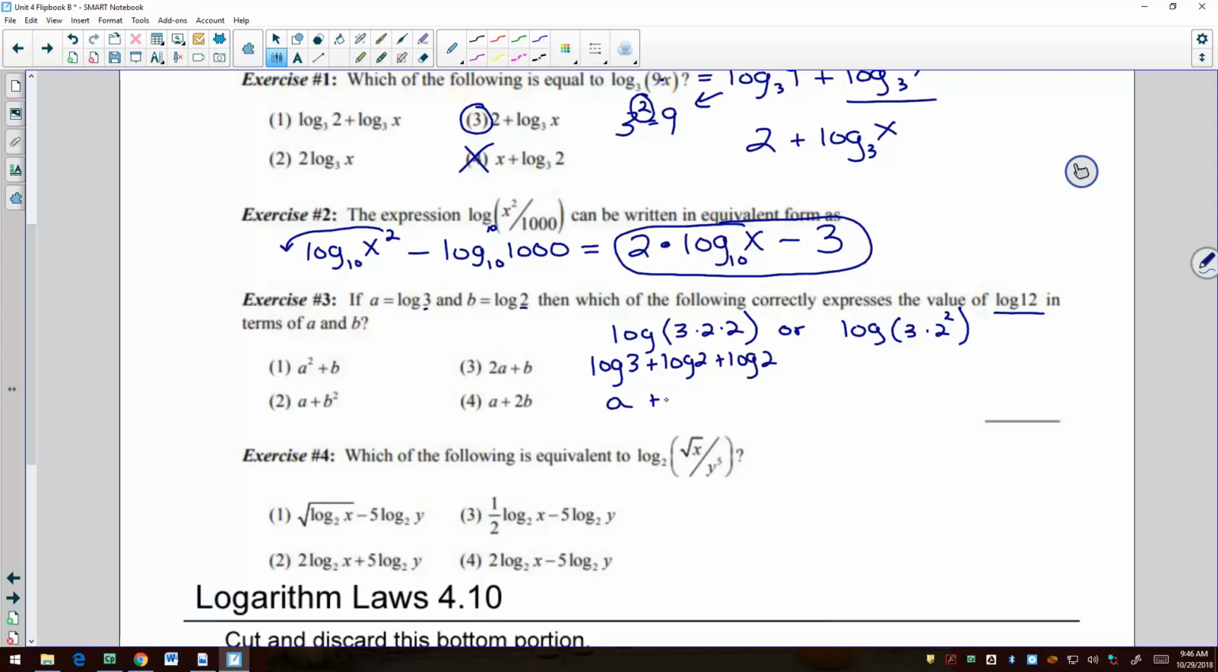So I can rewrite the log of 3 as just a. The log of 2 is b. And so both of these are b's. Well, a plus 2 b's is choice 4. You could also do it this way.